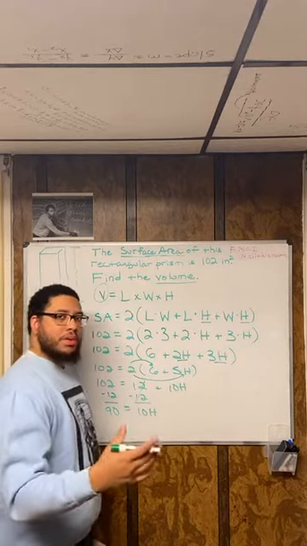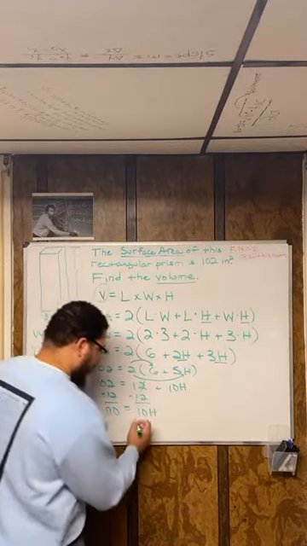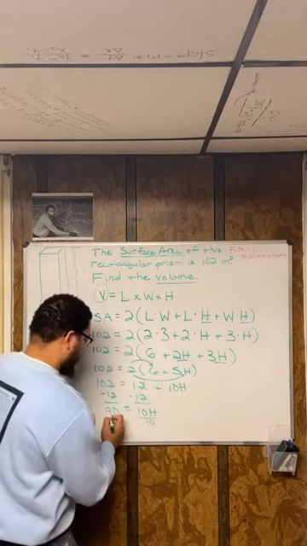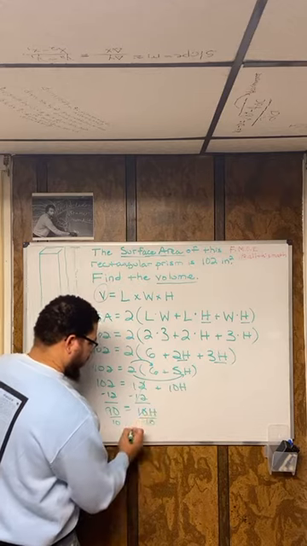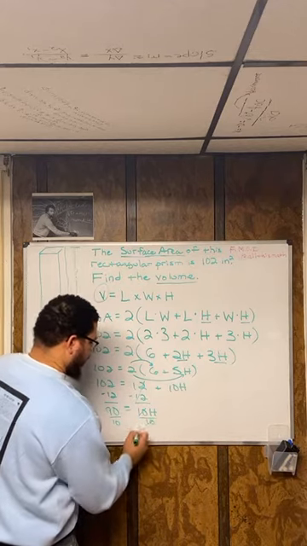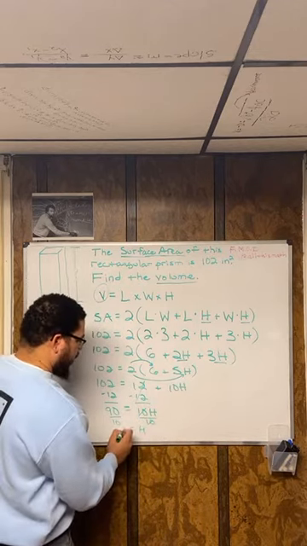The opposite of multiplying is dividing. So I'm going to divide this by 10, and I'm going to divide this by 10. 10 divided by 10 is 1, so I got 1h, which is just h. And then 90 divided by 10 is 9.